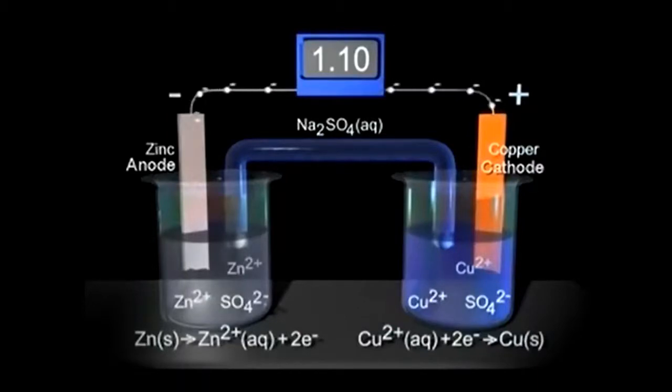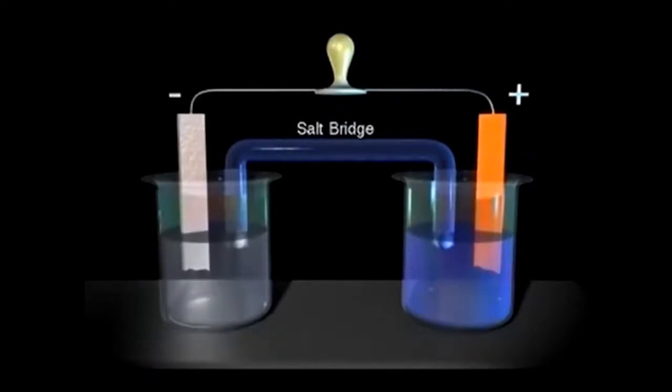To maintain electrical neutrality in the two cell compartments, ions must move through the salt bridge. In summary, remember that in a voltaic cell, the anode at which oxidation occurs is the negative electrode. The cathode at which reduction occurs is the positive electrode. Electrons flow through the external circuit from anode to cathode.